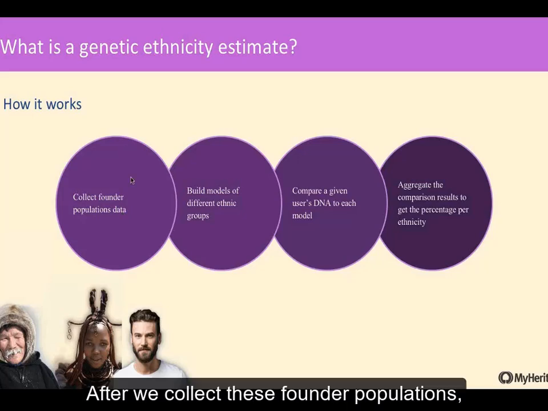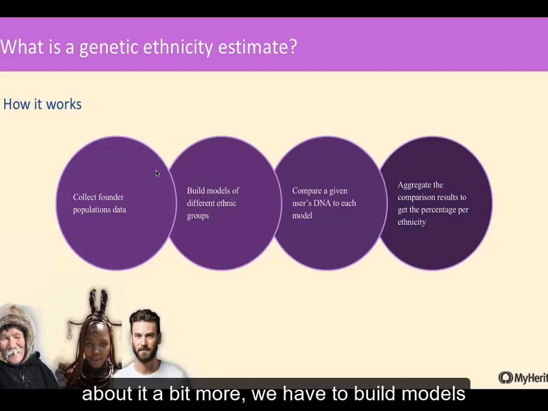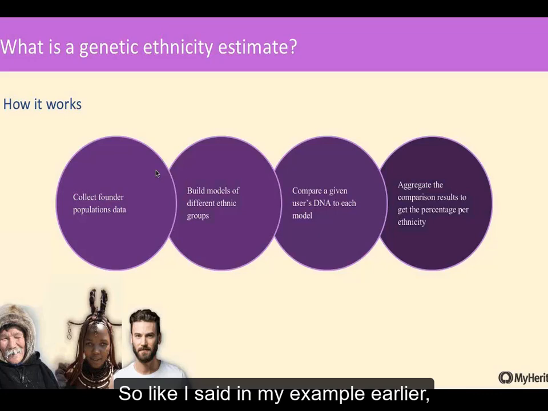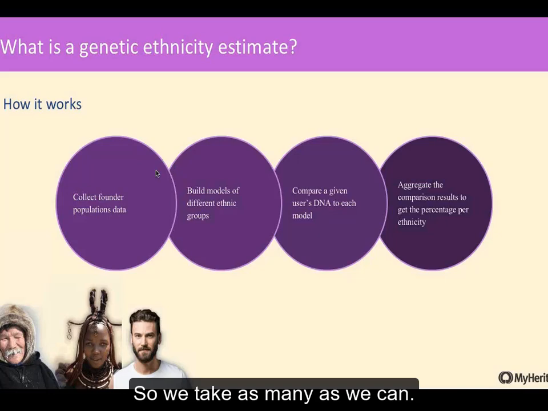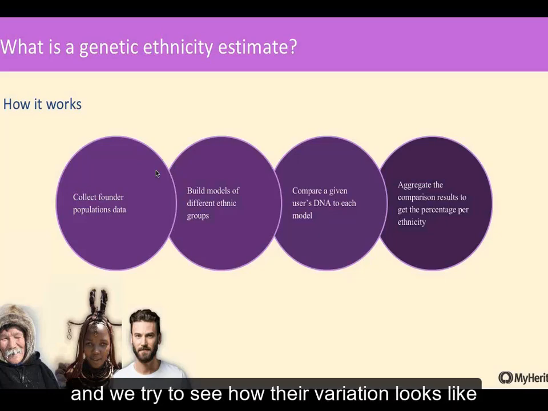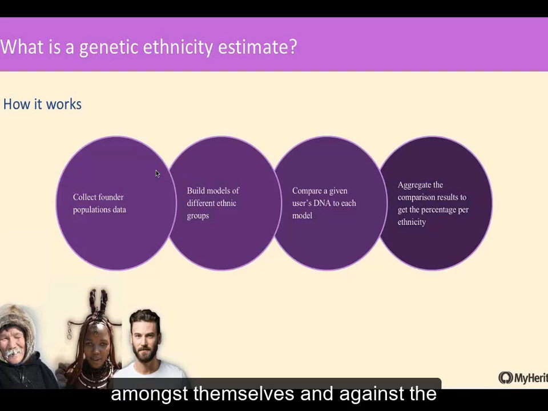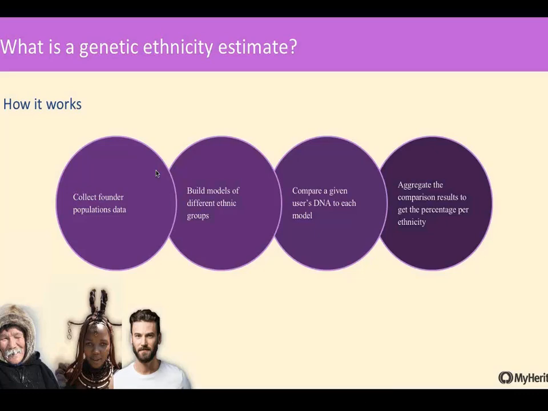After we collect these founder populations, and again, I'm going to speak about it a bit more in the next slide, we have to build models for each of the ethnic groups. So like I said in my example earlier, if we had Irish, we have to model how an average Irish man or woman looks, DNA-wise. So we take as many as we can. The more we have, the merrier, obviously. And we try to see how their variation looks amongst themselves and against the other different populations.